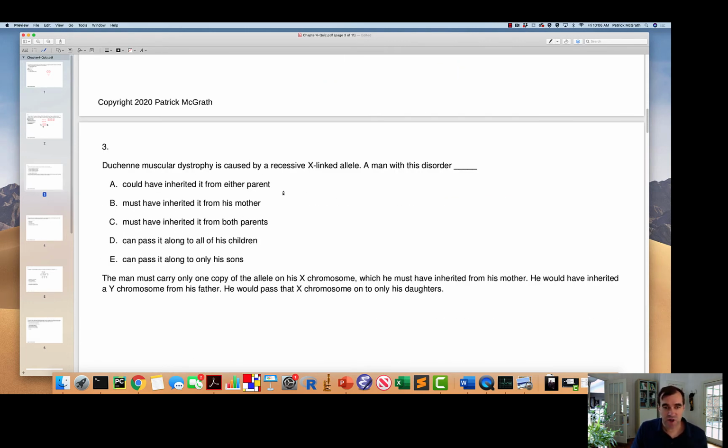Muscular dystrophy is caused by a recessive X allele. A man with this disorder... So let's look at this. So, recessive X-linked. And so a man with this disorder must have the following genotype. So they must have one allele of the muscular dystrophy because this person has it, but we know that he is a man, and so he has received the Y chromosome from the father. So he could not have inherited it from either parent, because we know that he got the Y from his father, and so the answer is B, he must have inherited it from his mother.